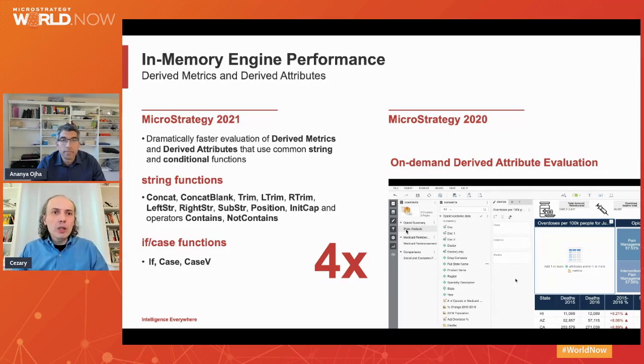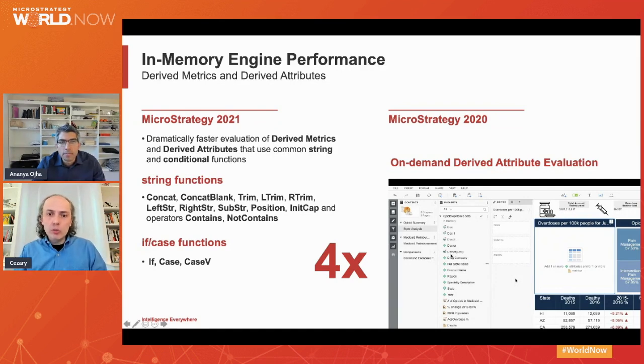Until now. In MicroStrategy 2021, we cranked up the optimization dial to 11. For some of the most used types of functions, the intelligence server can evaluate derived metrics and derived attributes 3, 4, even 5 times faster. As a result, in our own MicroStrategy in-house analytics system, which powers all aspects of our business and which makes extensive use of both derived metrics and derived attributes, we see across the board end-to-end dossier execution performance improvements averaging about 30% just by upgrading to MicroStrategy 2021.